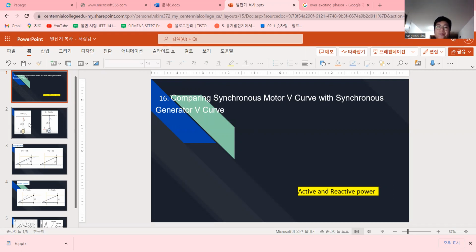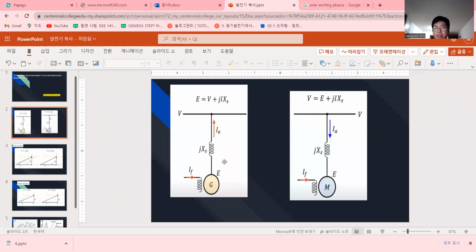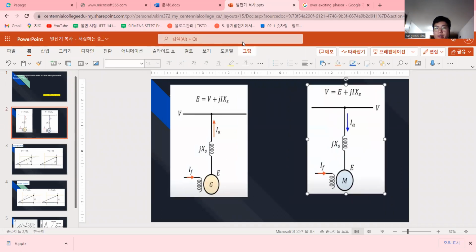So let's see. The first picture is a generator, and this is a motor. First of all, we need to think about this: a generator generally supplies energy, right? And a motor consumes energy, right? So this is the important basic concept.